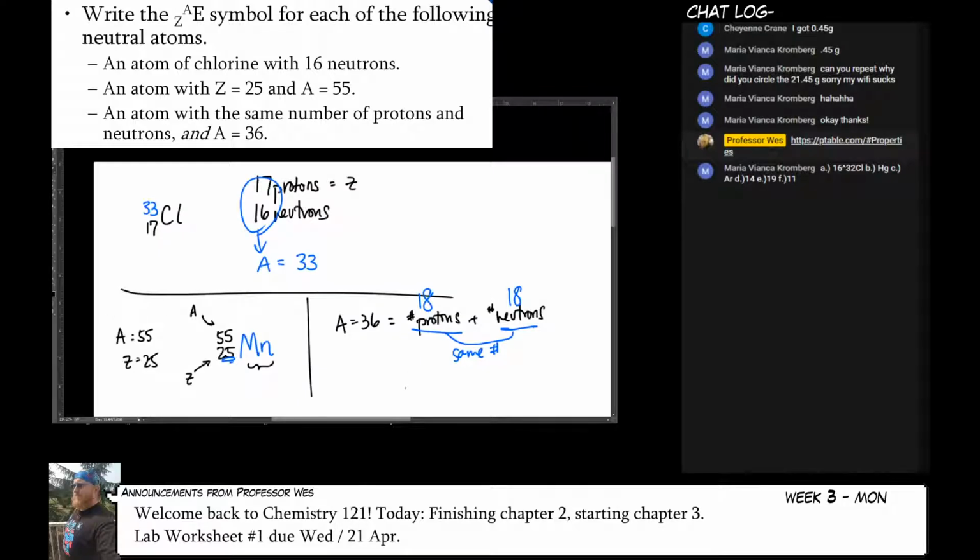So we'll go look up what element 18 is. First, I'll write in Z. So there's my Z and there's my A. And element 18 is argon. So there's the ZA symbol for the third problem, which is the hardest of the three, I think.